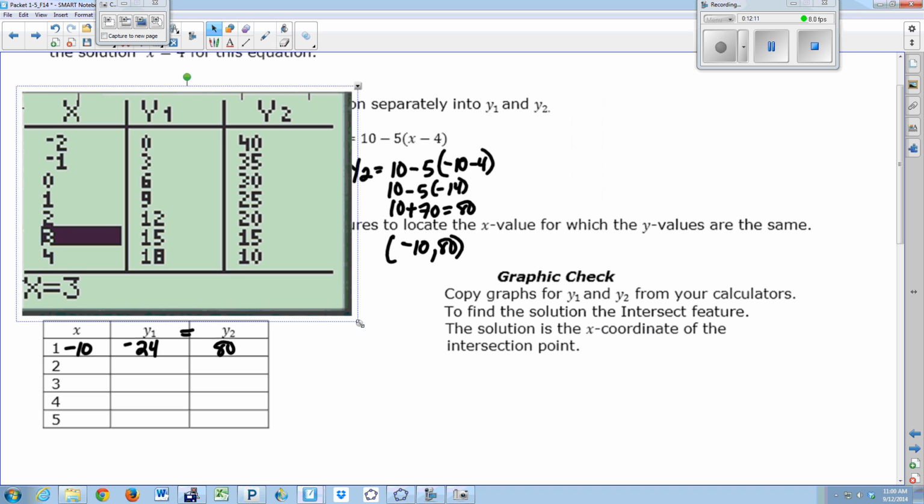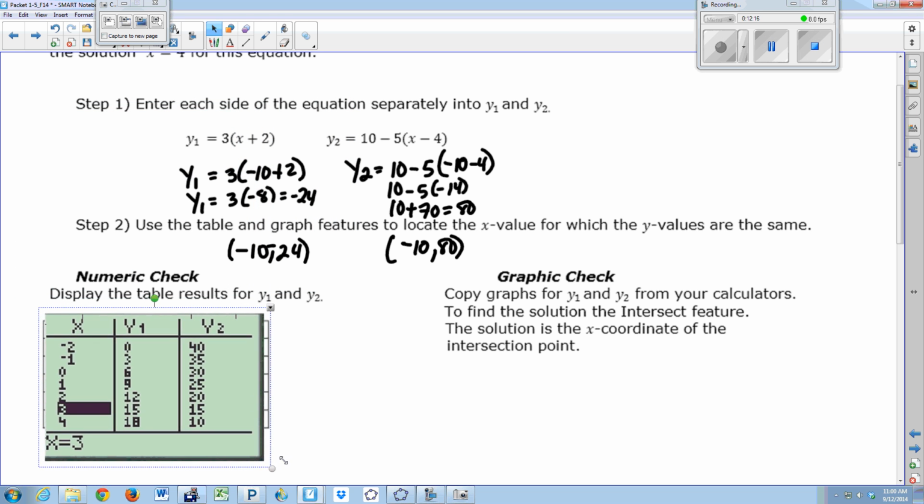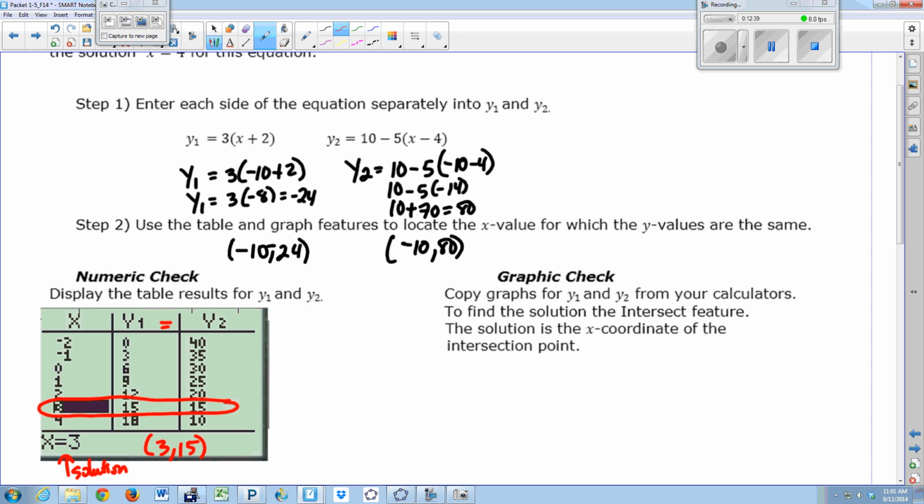So I'm just going to superimpose this right over our table here. This is the kind of thing you're going to see on your homework. They'd give you a picture like this and they'd say, find the solution to the equation. And the way you do that is you find the row where y1 equals y2. So this is your solution. What this means is that you have one point on each of those graphs, and that point is the point (3, 15). When x is 3, y is 15 for both of them. y1 is 15 and y2 is 15.